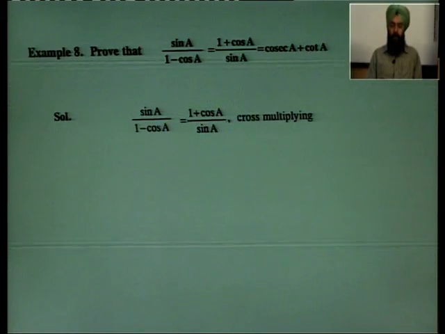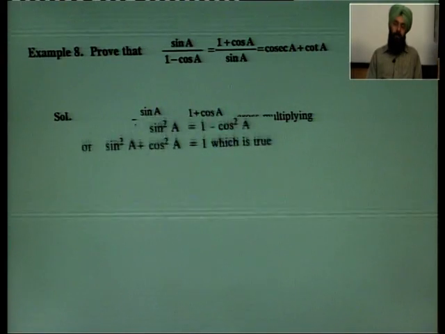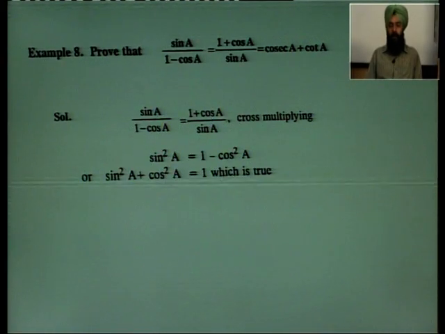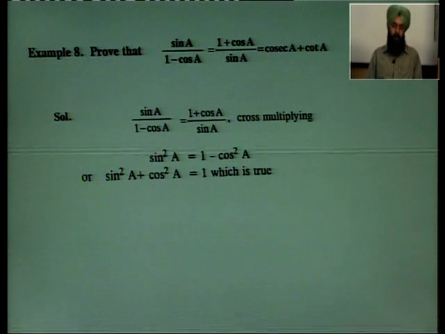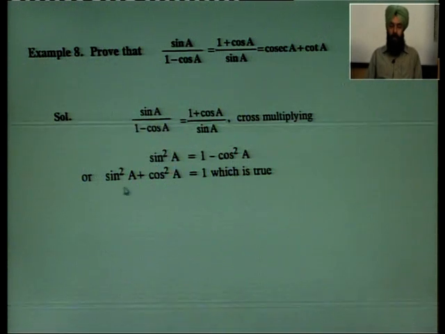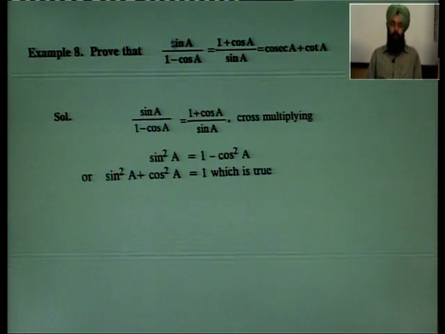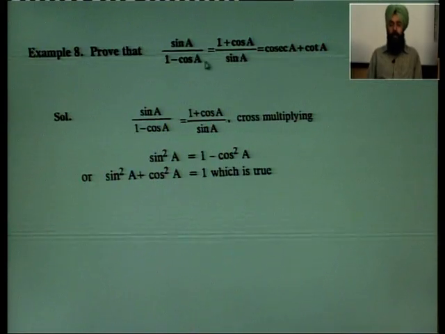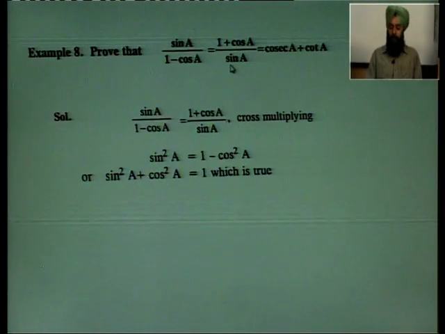We can cross multiply these two, that is, we have sin square a is equal to 1 minus cos square a, or sin square a plus cos square a is equal to 1, which is true because this is a trigonometric identity. So, therefore, sin a by 1 minus cos a is equal to 1 plus cos a by sin a.